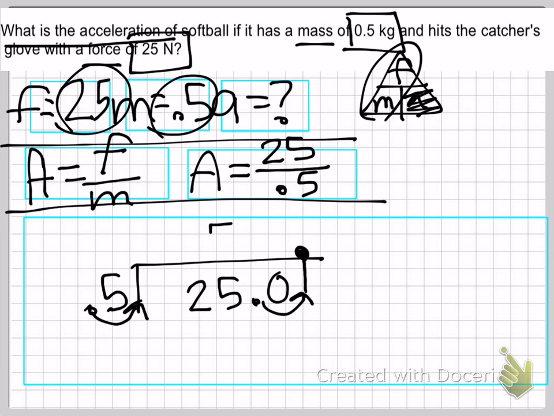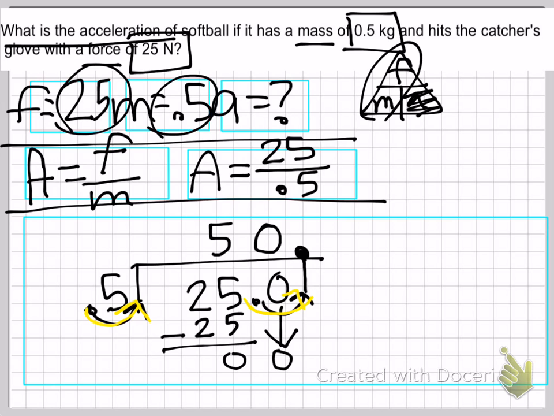5 goes into 25 5 times. 5 times 5 is 25. 25 minus 25 is 0. This 0 drops down. 5 goes into 0 zero times. So our answer should be 50. Be very careful that you don't forget. If you move a decimal on one side, you have to move it on the other side, and it needs to go straight up so that it's in the right place in your answer.